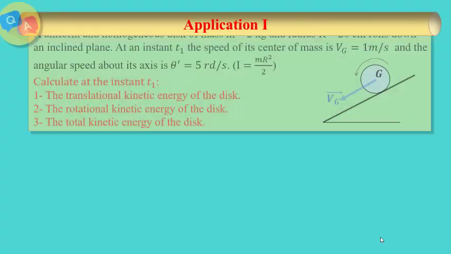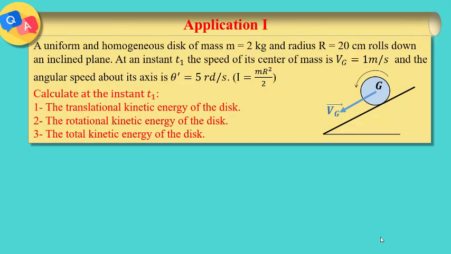Let's solve this application. A uniform and homogeneous disk of mass m equals 2 kilograms and radius r equals 20 centimeters rolls down an inclined plane. At an instant t1, the speed of its center of mass is 1 meter per second, and the angular speed about its axis is 5 radians per second. Given the moment of inertia of this disk as m r squared over 2, calculate at the instant t1 the translational kinetic energy of the disk.